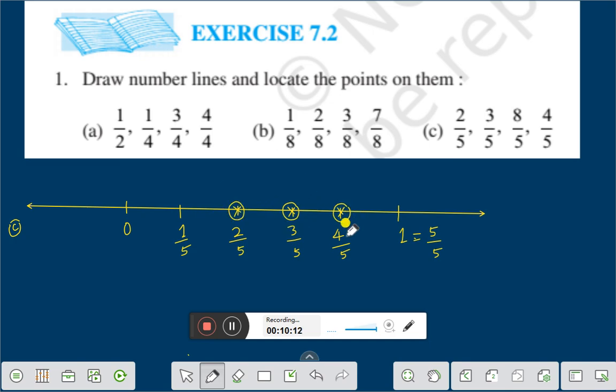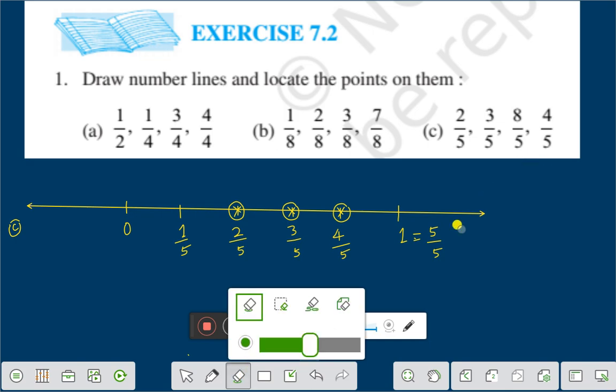If we represent 3 by 5, this part is 3 by 5. If we represent 4 by 5, this part is 4 by 5. All these numbers 1 by 5, 2 by 5, 3 by 5, or 4 by 5, all are proper fractions, right? But this number 8 by 5 is not a proper fraction, it is an improper fraction. Now we will represent this one, 8 by 5. Let us take another number line and show how to represent 8 by 5.